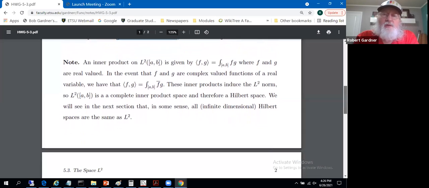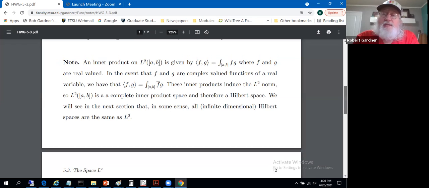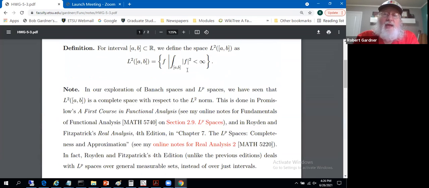Well, it's rumored to be a Hilbert space, so it must have an inner product on it, and the inner product must induce that norm. An inner product on L2 of [a,b] is given by the inner product of functions f and g as the integral over the interval from a to b of f times g, assuming f and g are real valued. Notice if we take the inner product of f with itself, we'll get the integral of f squared, and the integral of f squared is exactly what we have here. If we're dealing with real stuff, I don't really need those absolute values.